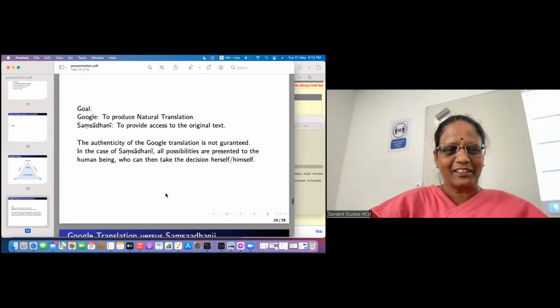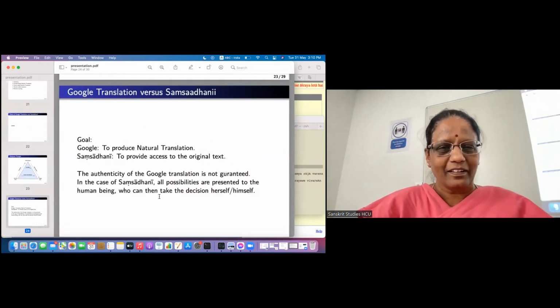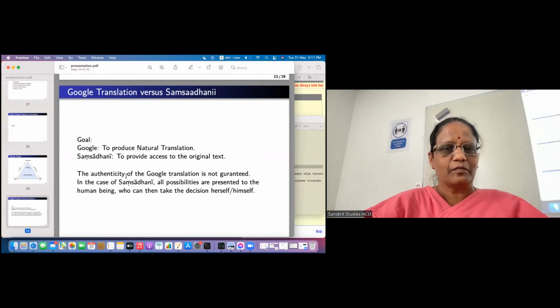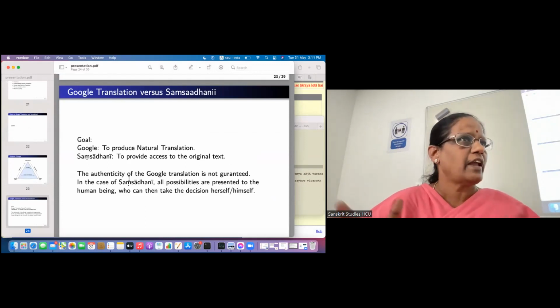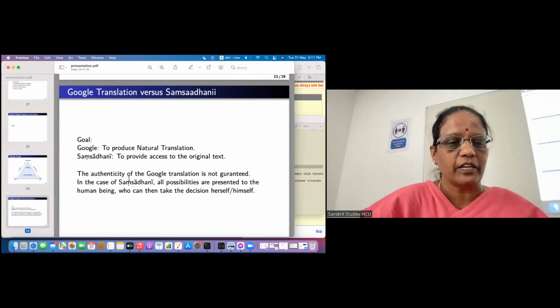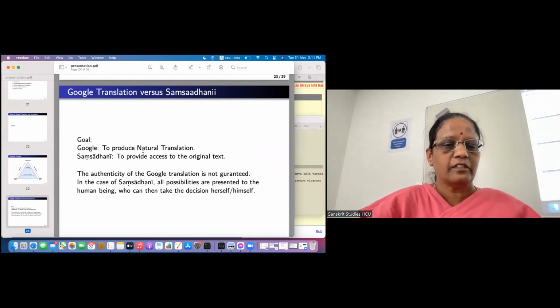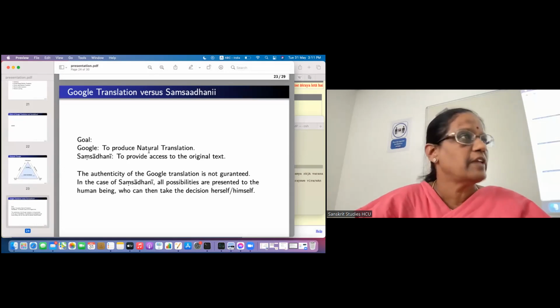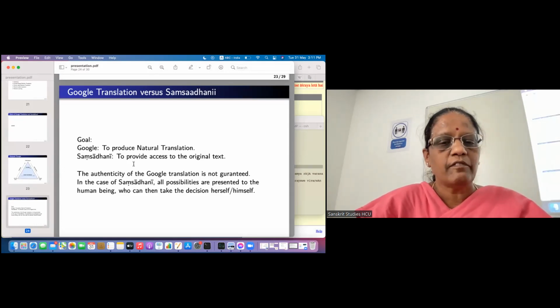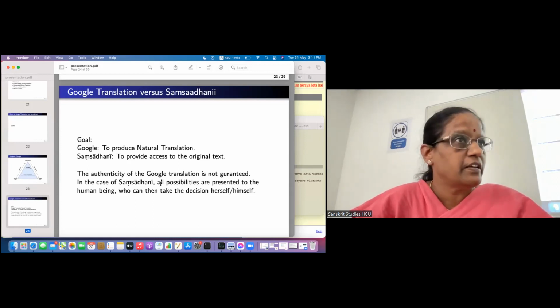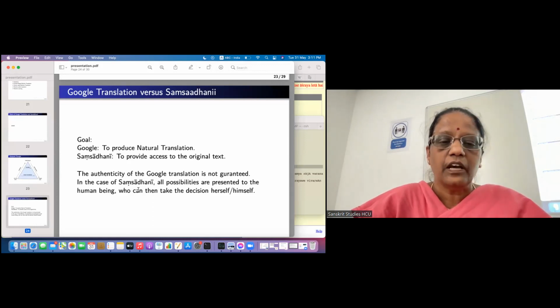So here are the differences between Google Translation and the translation systems that we are building. The aim of Google is to produce natural translation, whereas our aim is to provide access to the original text. The authenticity of the Google Translation is not guaranteed, as we have seen. Whereas in the case of Sansadhani, all possibilities are presented to the human being, who can then take the decision himself or herself.